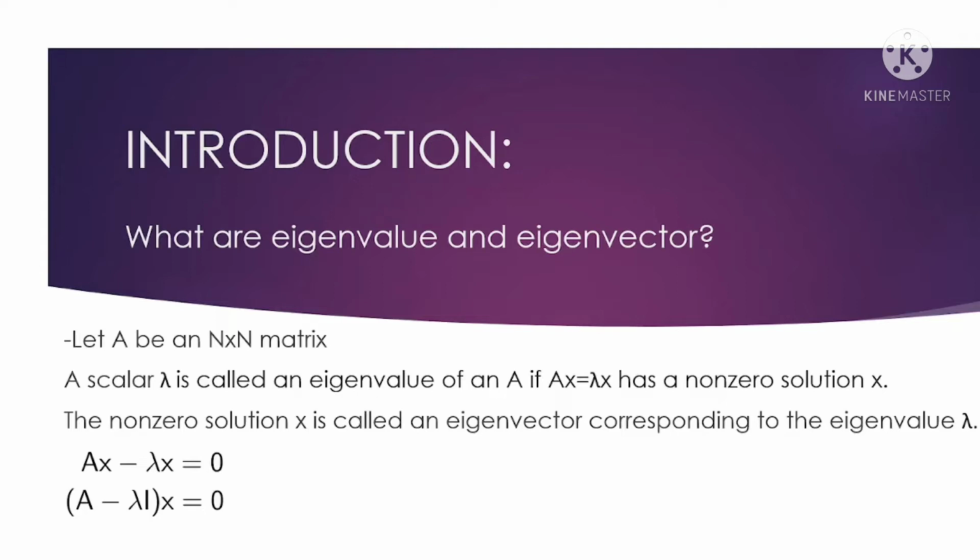To understand this, let A be an n by n matrix. A scalar lambda is called an eigenvalue of A if Ax equal to lambda x has a non-zero solution x. The non-zero solution x is called an eigenvector corresponding to the eigenvalue lambda. This can be shown in the equation below.